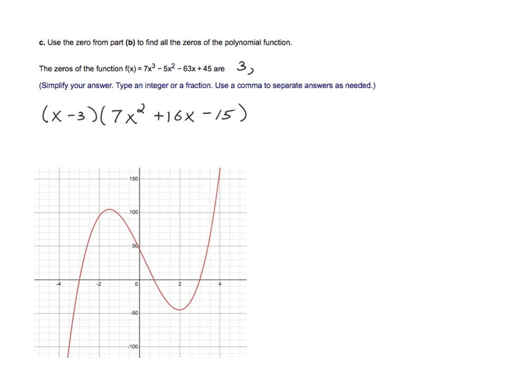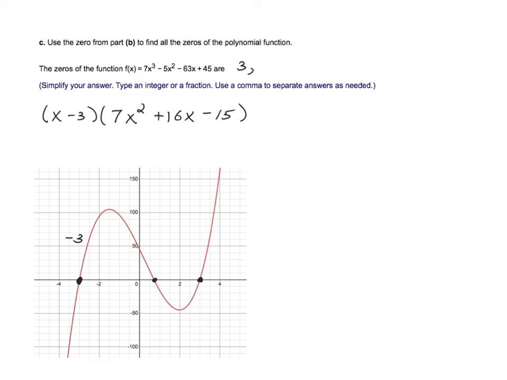The final part of this problem for part C is to get the rest of the zeros. So we already know that 3 is a 0 because we used synthetic division to show that there was a remainder of 0. That meant we could factor the equation like this. So that takes care of this one here. But there are two others. There's one here, and there's one here. Now this one, it looks like it's negative 3.